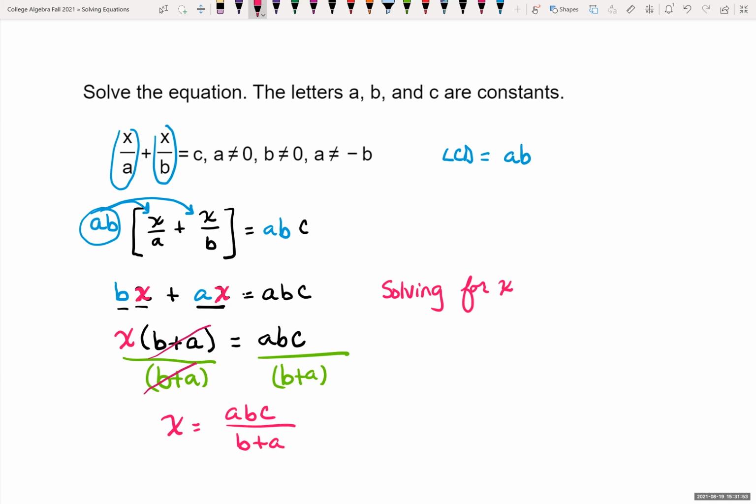I cannot simplify this. This is as far as this goes. It's a common error for students to want to simplify here, maybe that B and the A, but I have more than one term in the denominator because of the plus in here. And so I don't really have any common factors in this case. And so that's as far as we can take it. X is ABC, that quantity, all over the quantity B plus A.